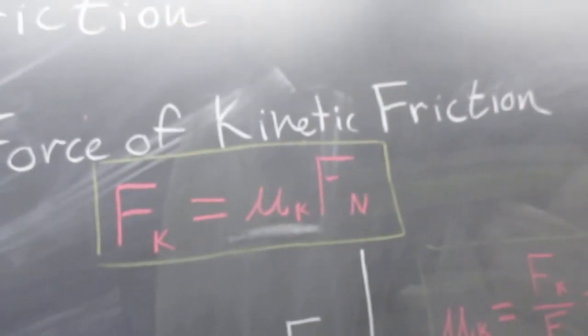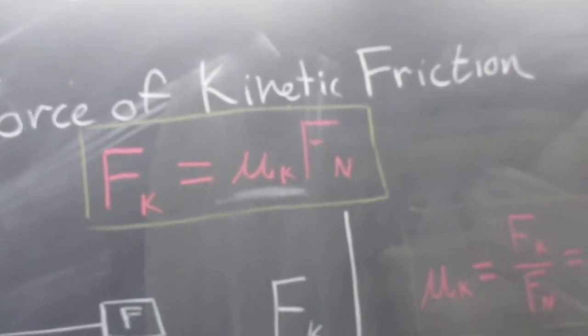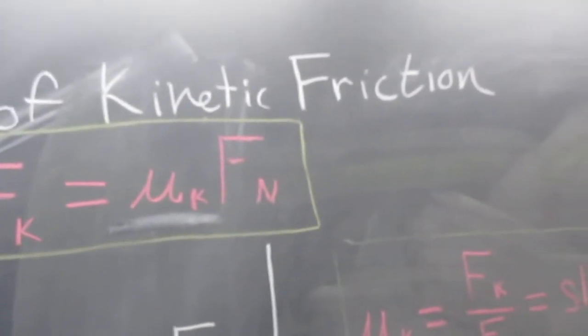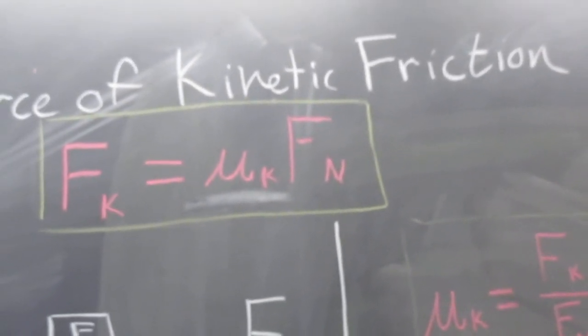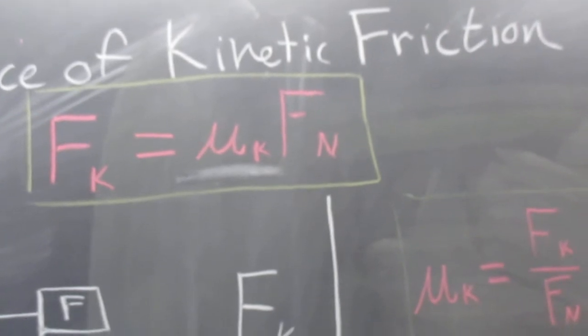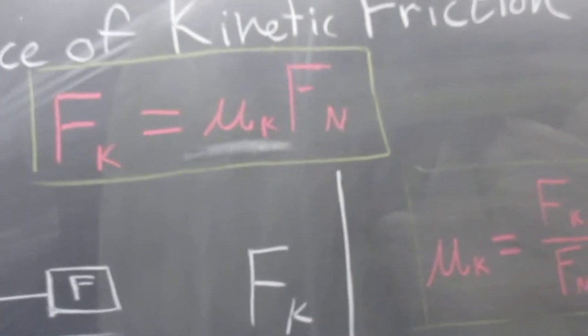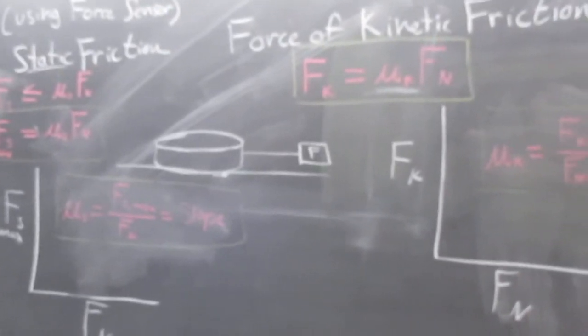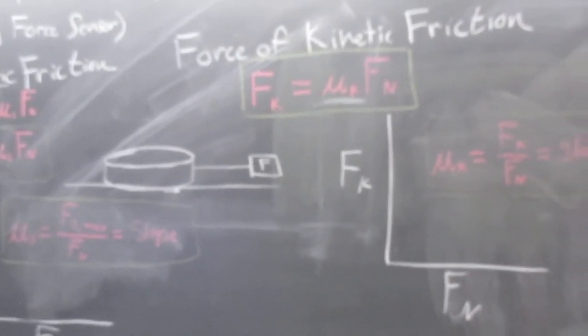Kinetic, the root word kina, means motion. So friction of something not moving, friction of something moving. Kinetic friction is often called sliding friction because it's usually something sliding on a surface. Okay, so that's the first part of our experiment. Our goal is to calculate our coefficients of static and kinetic friction.